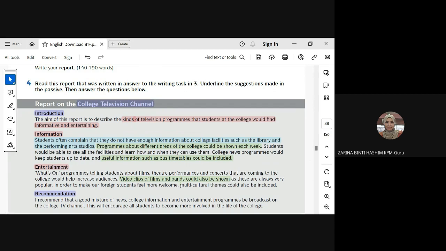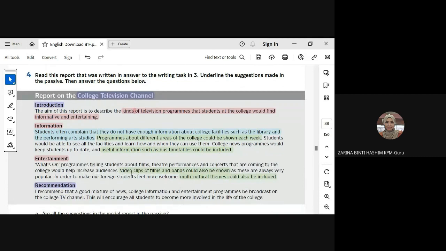Then another suggestion is that multicultural themes could also be included. That means maybe your school has different cultures, so you can have multicultural themes, to make a foreign student feel more welcome. Like our school that day, we had a foreign student coming to our school. So maybe that's why we want to introduce that student to our culture. So they suggest doing the video clips and also having multicultural themes. Maybe like cultural performance, wearing traditional costume and so on. So that is for entertainment.